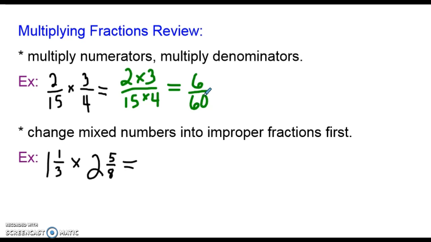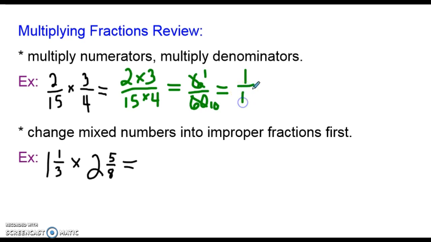Question is, can I simplify that? Yeah, I can, because I know that the numerator and denominator both have a factor of 2. They're both even numbers. But I can go further than that, and I can say, well, they both have a factor of 3. Yeah, but let's keep going. They both have a factor of 6. So in other words, if I divide 6 by 6, I'm going to get 1, right? And 60 divided by 6, I'm going to get 10. So my final answer is going to be 1/10.